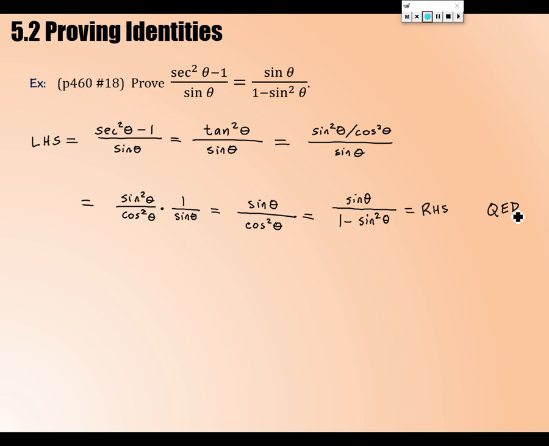But QED is in Latin, quod erat demonstrandum, which means which was to be demonstrated, which is grammatically a correct way to end this sentence, right? The left-hand side equals this, which equals this, which equals this, which equals the right-hand side, which was to be demonstrated. Or sometimes people write "as desired." If you want to sound smart, there are a couple of options. You can write LOL if you want to.